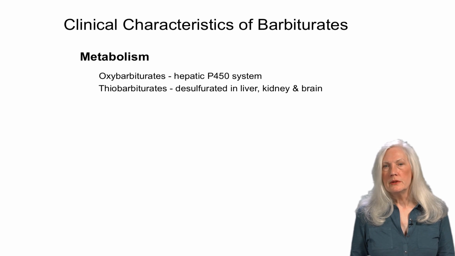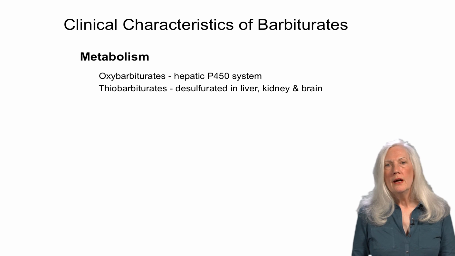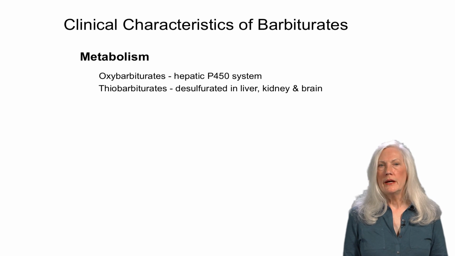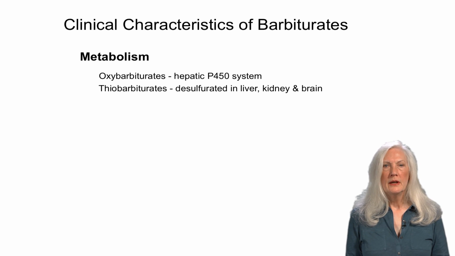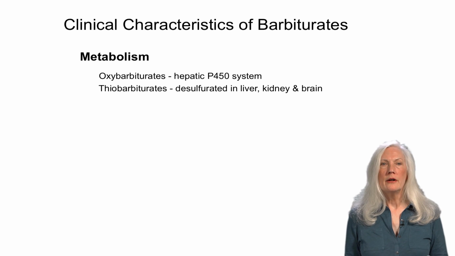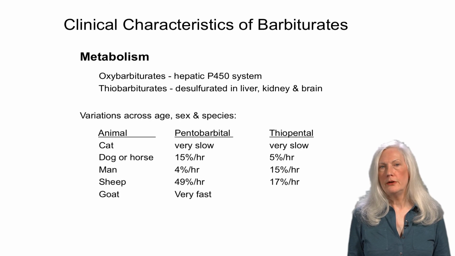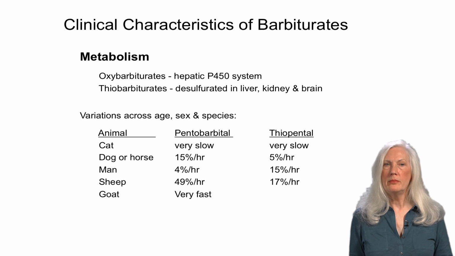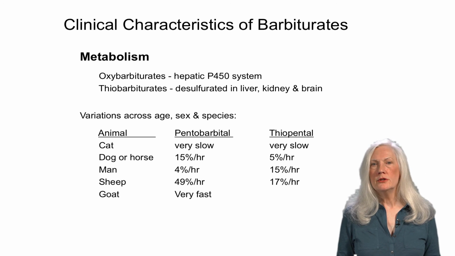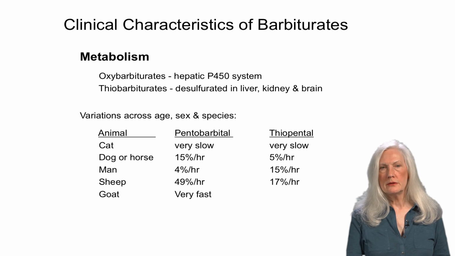Metabolism of barbiturates is largely in the liver. Oxybarbiturates are metabolized by dealkylation in the liver P450 system, and thiobarbiturates are desulfurated in the liver and kidney and brain. But there's a high degree of variability in the rate of metabolism depending on the age, sex, and species.